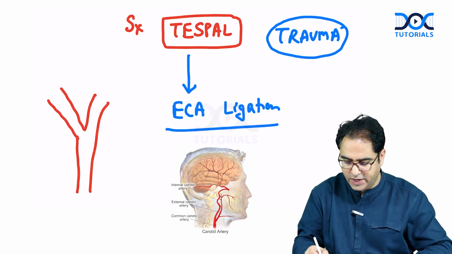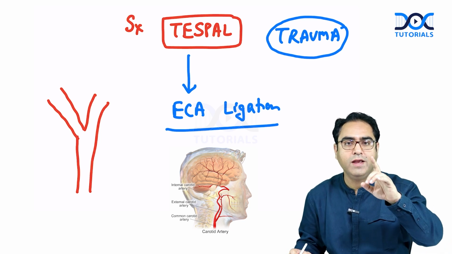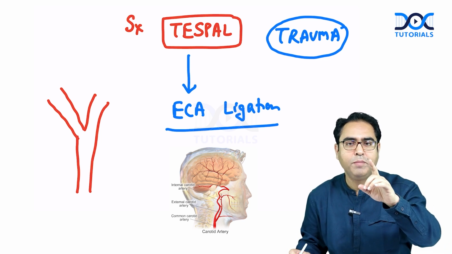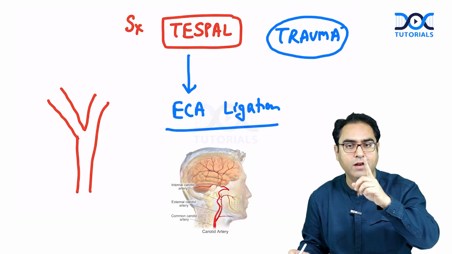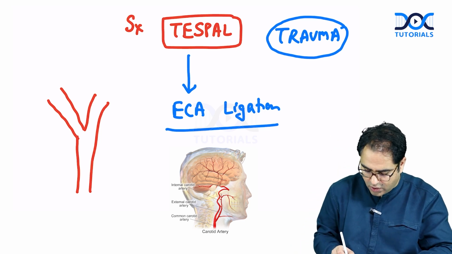ECA and ICA. Okay, fine. My dear friend, if you, by mistake, tie the ICA, the patient will die immediately and you will go to jail. So the neck is open, the common carotid artery is exposed.